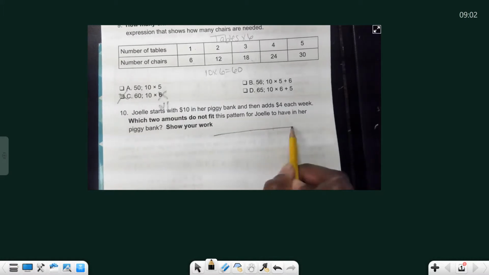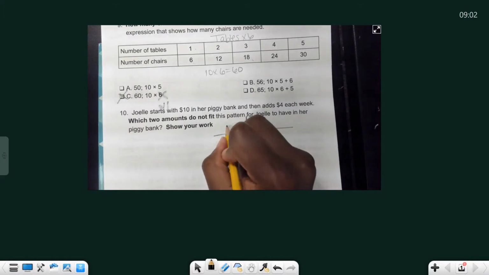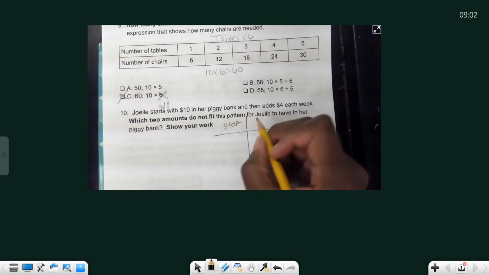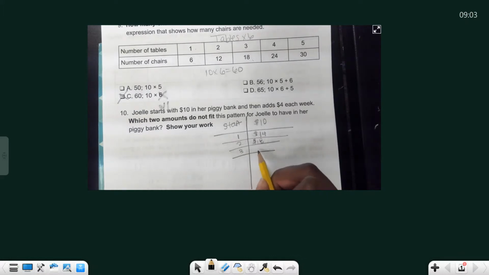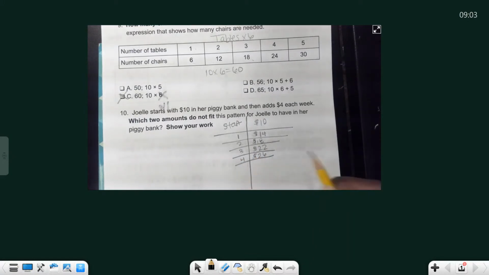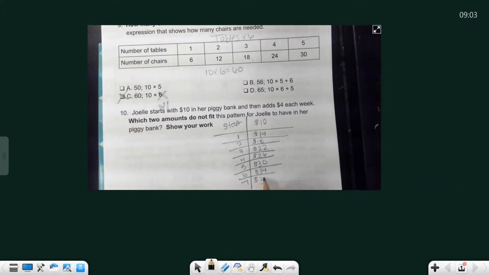So we're going to start by drawing our chart. We start with how much money? 10. And every day we add 4. So the first round you have 14. Second, 18. Third, 22. 18 plus 4. 4th, 26. 5th, 30. 6th, 34. 7th, 38. And 8th, 42.